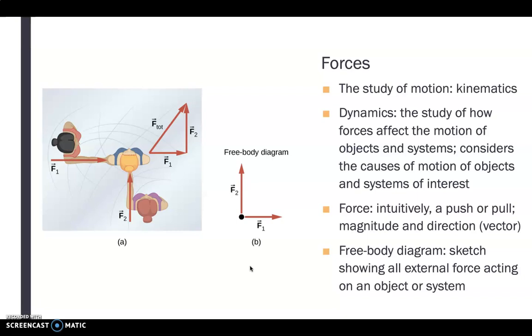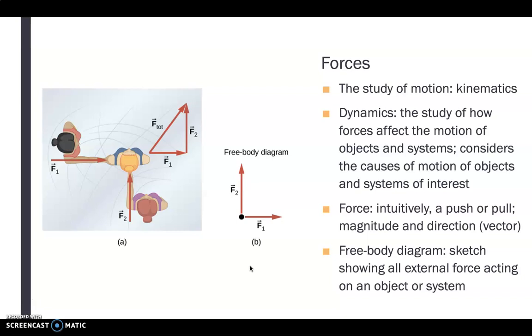So in kinematics, we just looked at how to analyze a system, what's going on, what's the motion. Now we're going to be able to take into account what is causing that motion, okay? So a force is intuitively a push or a pull, okay? And it does have a magnitude and direction, so it is a vector, okay?